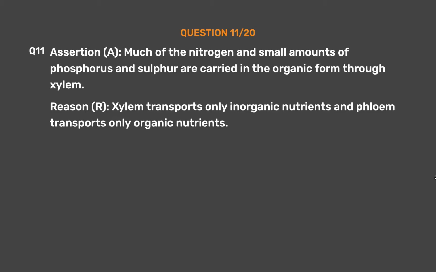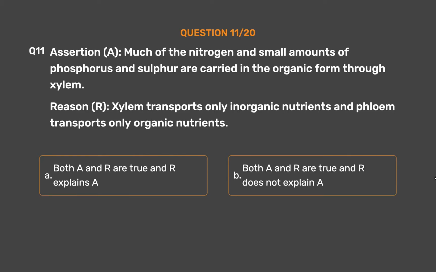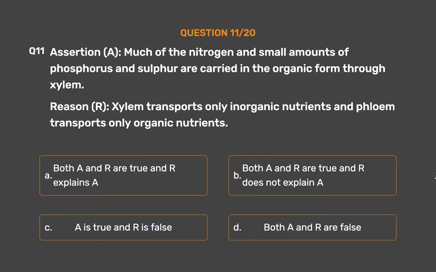Question number 11. Assertion A. Much of the nitrogen and small amounts of phosphorus and sulfur are carried in the organic form through xylem. Reason R. Xylem transports only inorganic nutrients and phloem transports only organic nutrients. Option A. Both A and R are true and R explains A. Option B. Both A and R are true and R does not explain A. Option C. A is true and R is false. Option D. Both A and R are false.